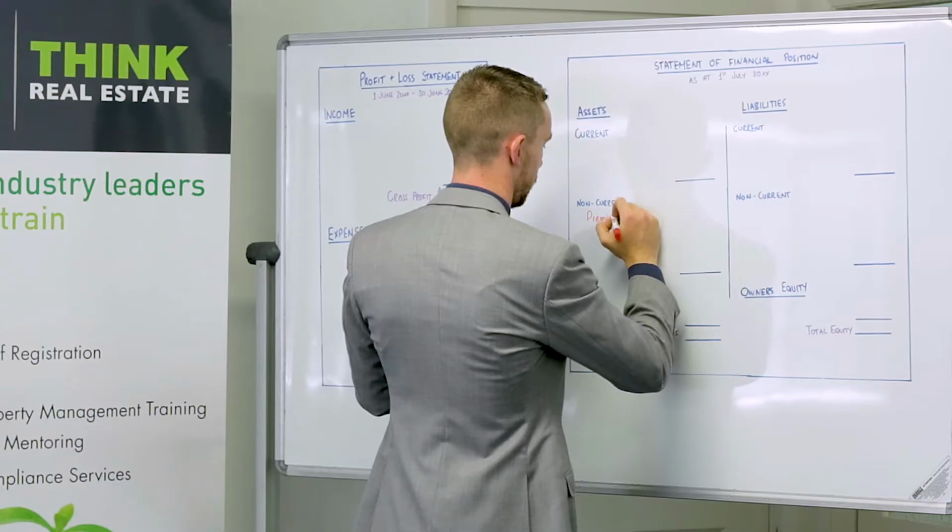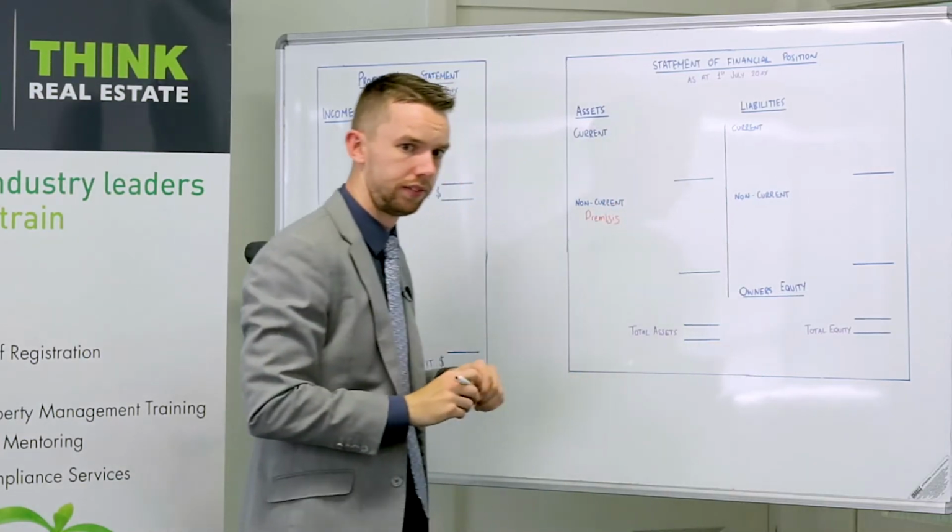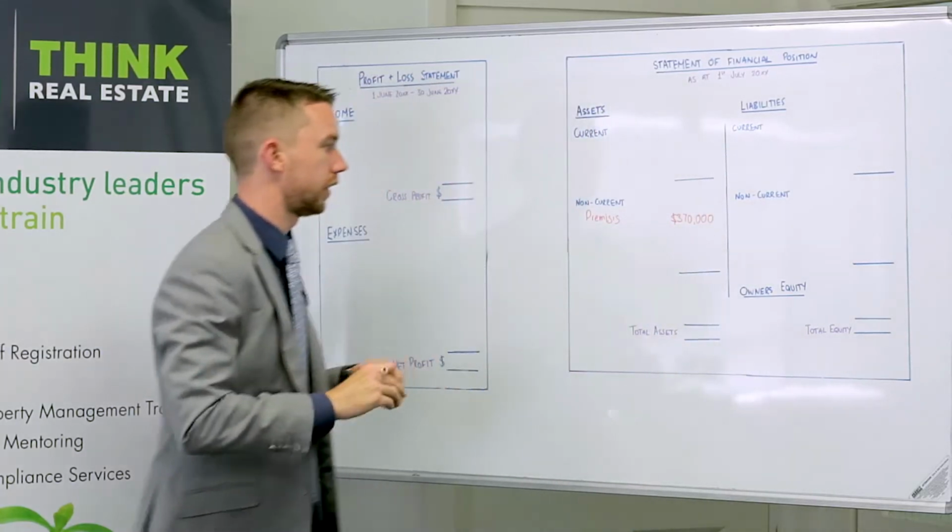Well, premises are obviously something you're not going to turn into cash straight away, but they are an asset, a non-current asset or a fixed asset. They would go straight in there. So what we're doing is... What's the value? A value on that is $370,000. $370,000. Perfect.